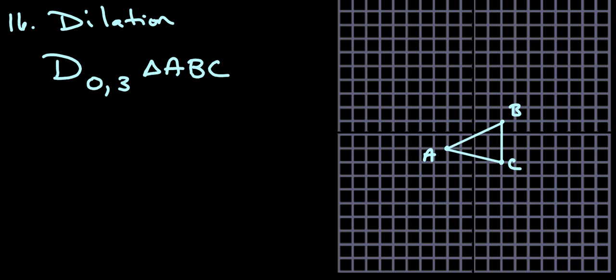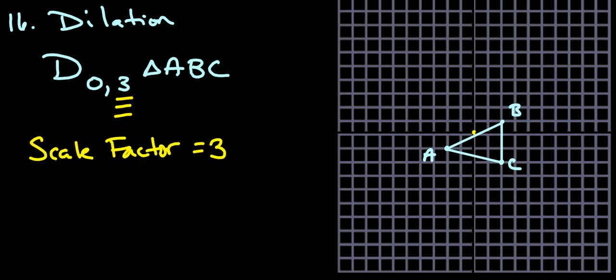Let's go ahead and perform a dilation on this. It says that we're going to do a dilation centered at the origin. So here's the origin right here. A scale factor of 3. So I'll just go ahead and write that down. This is going to be 3 times as big. And we're going to do that to triangle ABC.